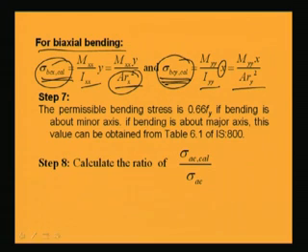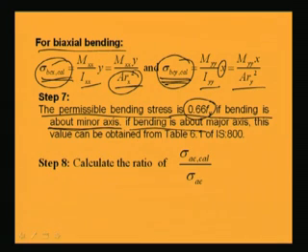Then, the permissible bending stress as per the codal provision will be 0.66 Fy if bending is about the minor axis, and if bending is about the major axis, this value can be obtained from table 6.1 of IS 800, right.